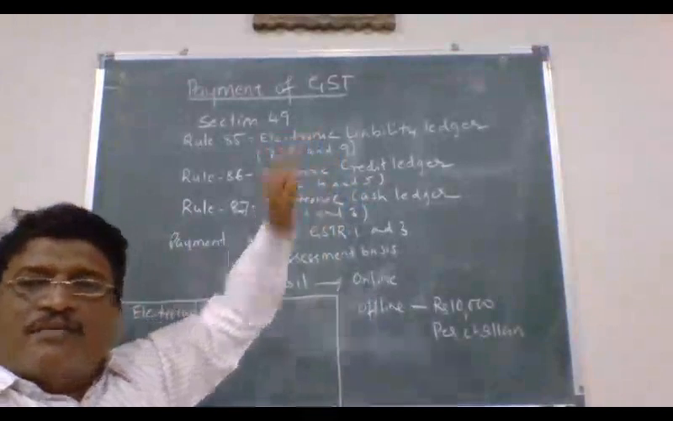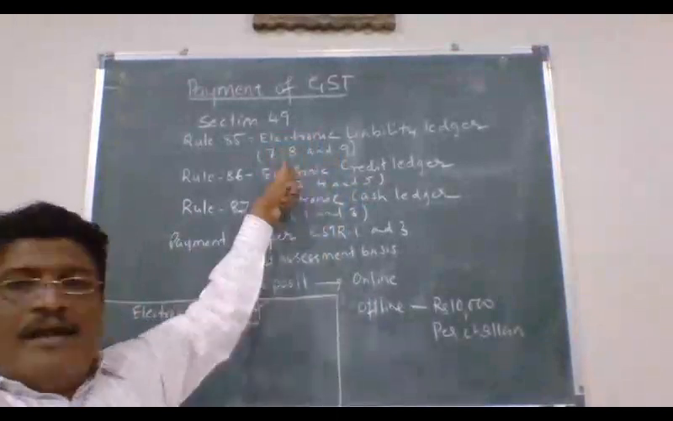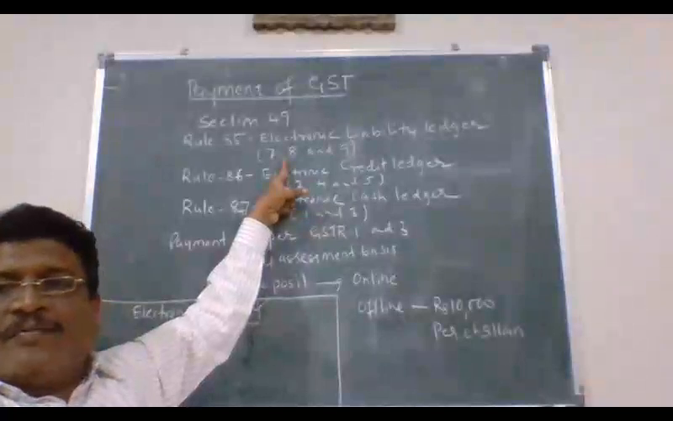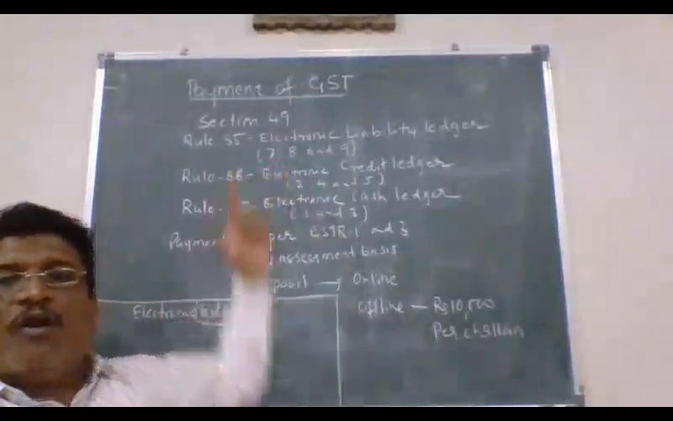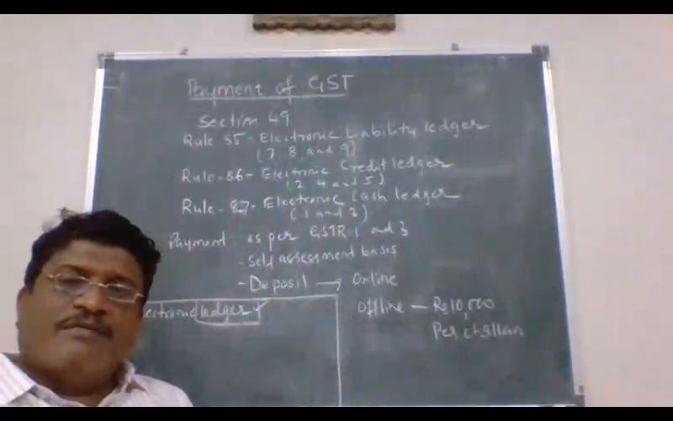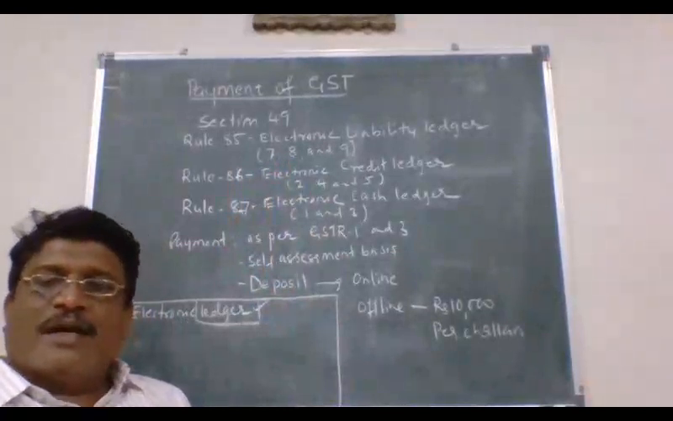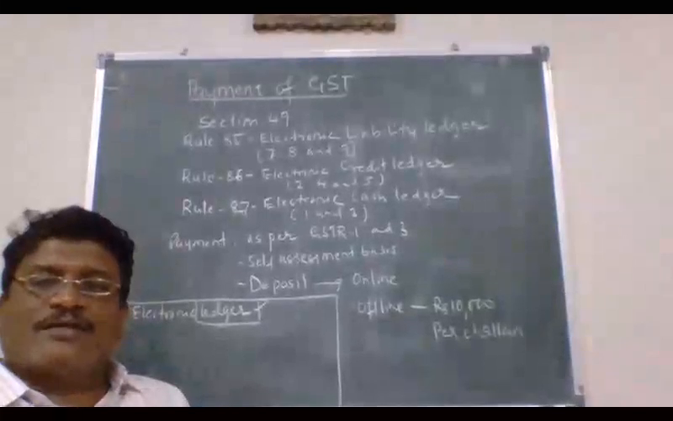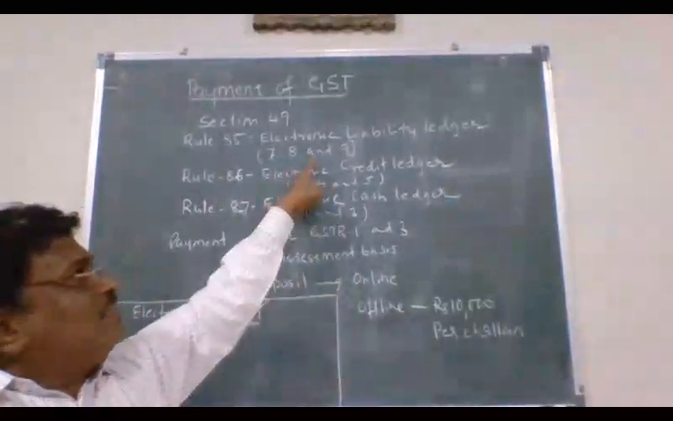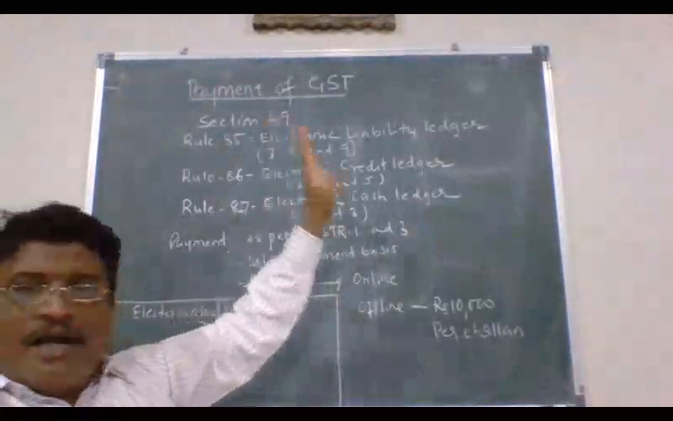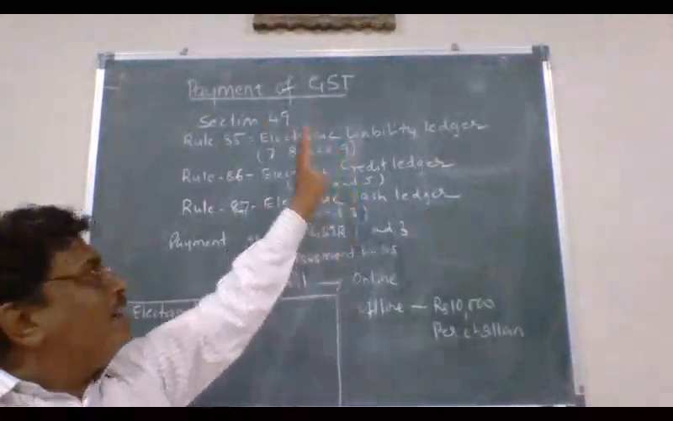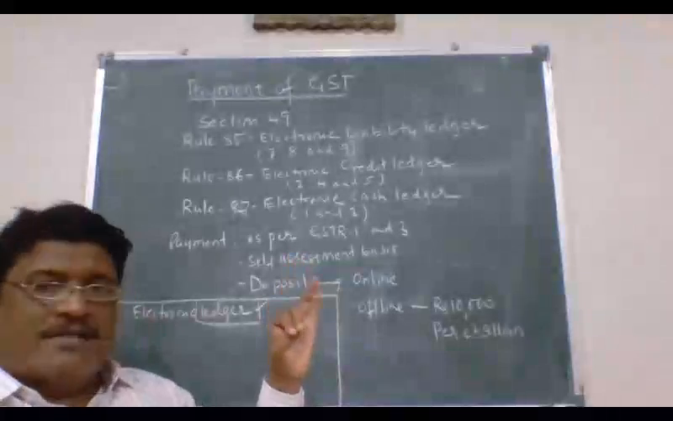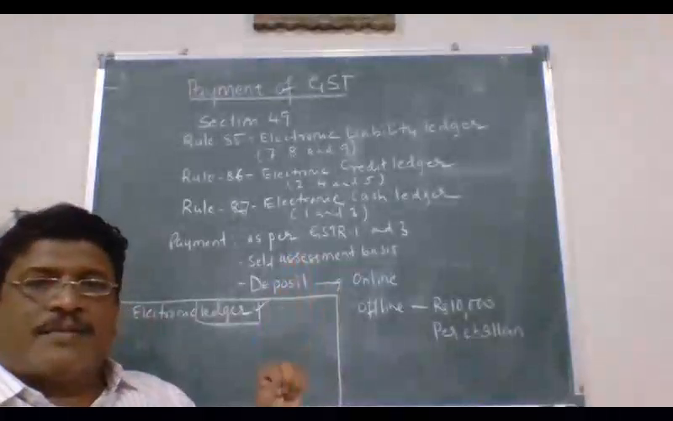Not only tax liability, it also contains the other liabilities to be paid by the registered dealer to the government. Other liabilities means interest, fines, penalties. So the electronic ledger contains the total tax liability and other payments such as interest, fines and penalties.